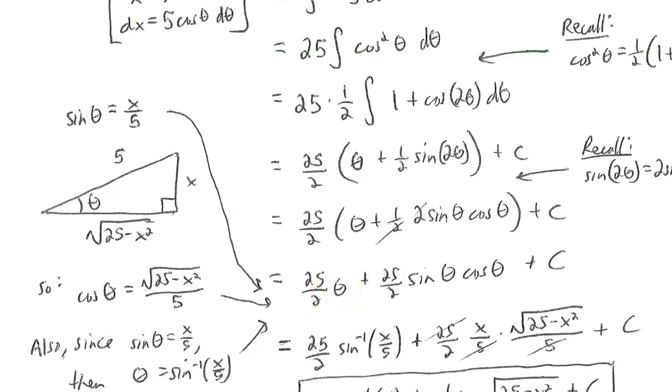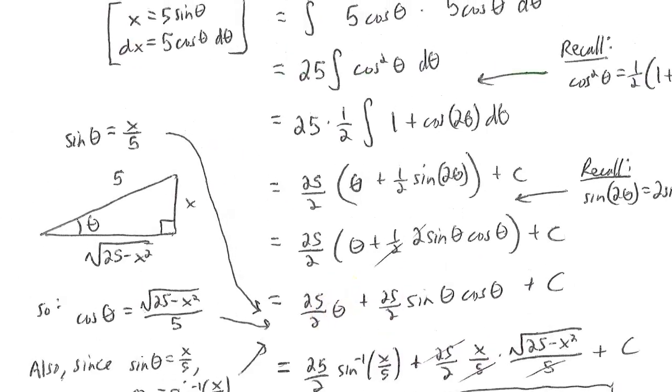Notice our original substitution was x equals 5 sine theta. So sine theta is x over 5. Draw our triangle. Sine theta is opposite over hypotenuse. So this would be x and this would be 5. And we have the square root of 25 minus x squared right here. Sine theta is x over 5, and we can plug that in right now. What's cosine theta? Well, cosine theta would be adjacent over hypotenuse. So that's the square root of 25 minus x squared over 5. That goes right here. That's our cosine theta.